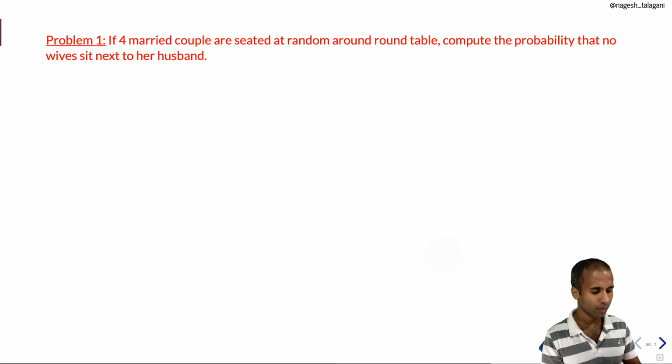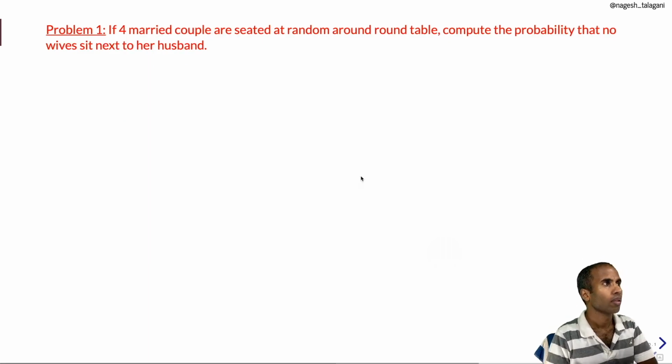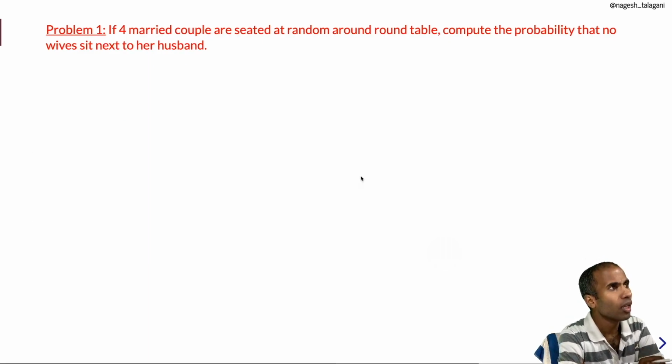Problem 1. If 4 married couples are seated at random around a round table, compute the probability that no wife sits next to her husband.